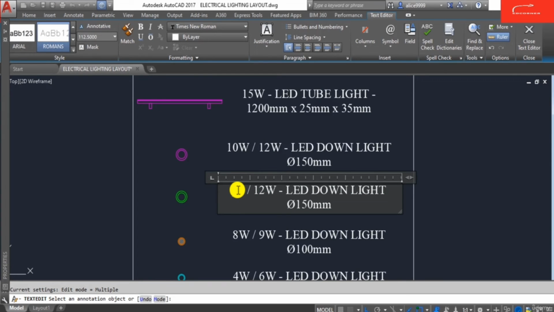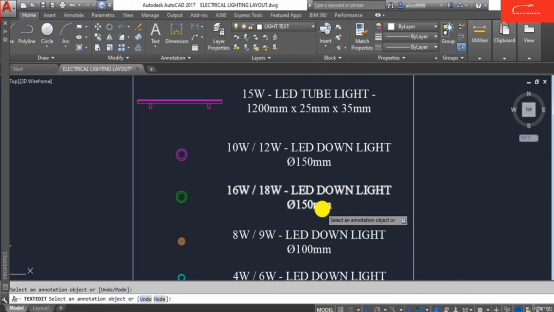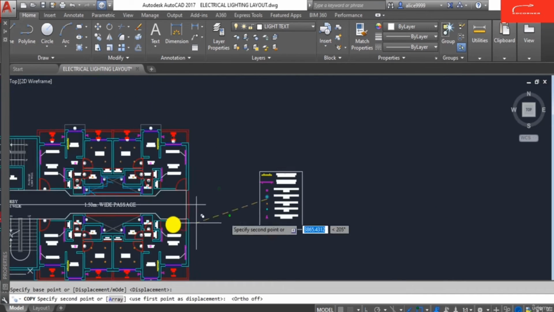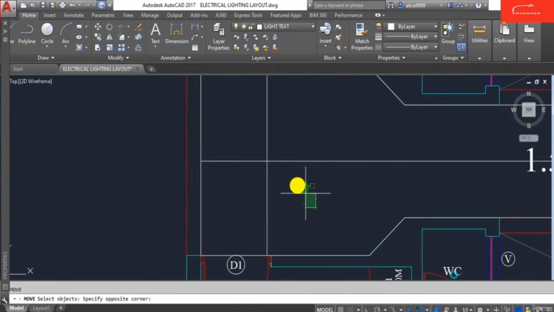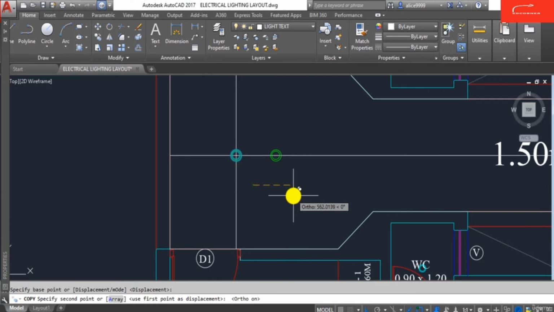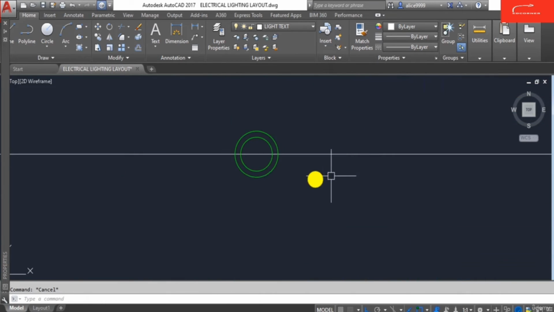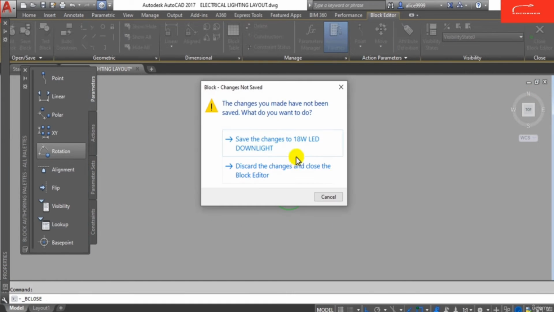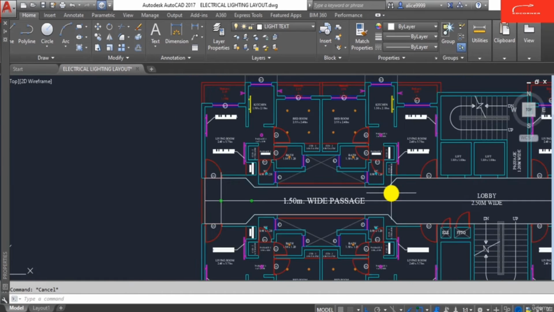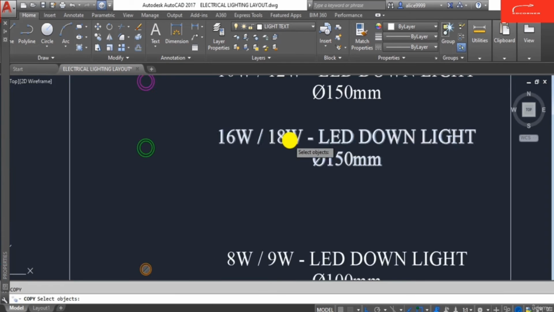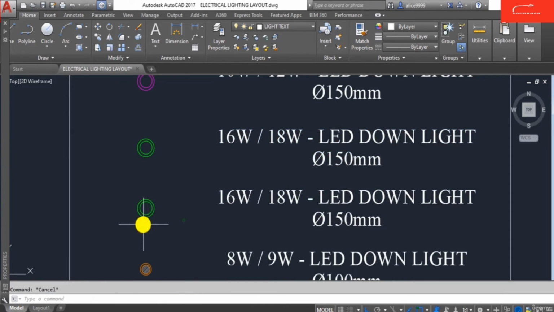So here I have changed the legend for 16 to 18 watt LED downlight. The size will be the same, that is 150 mm. So I will put this LED into the passage like this. Again I will put the same 16 to 18 watt, but for emergency.